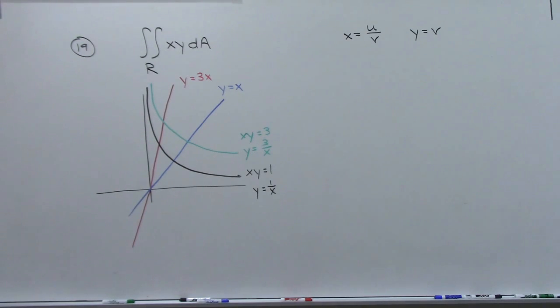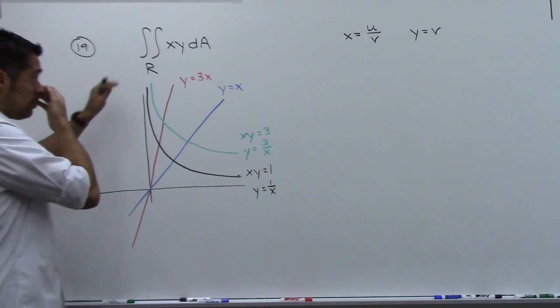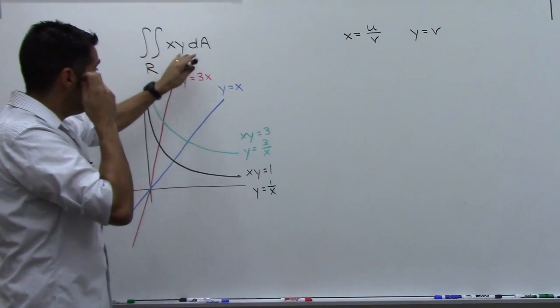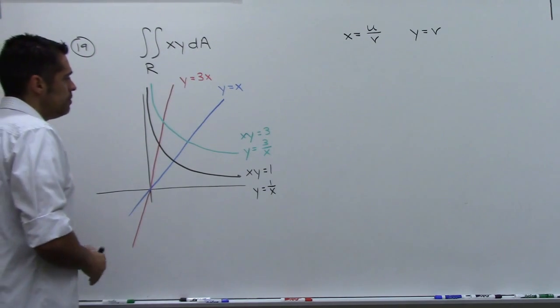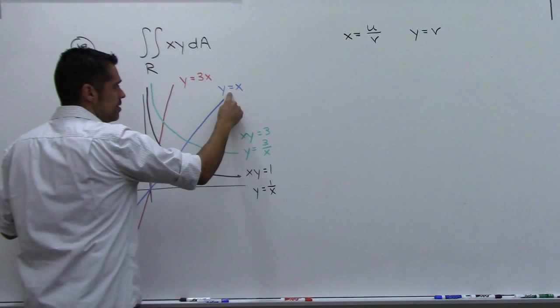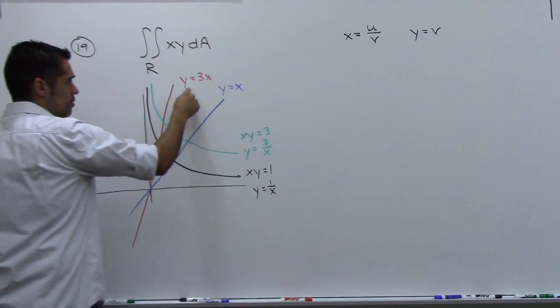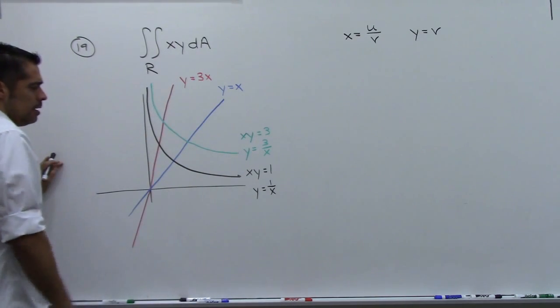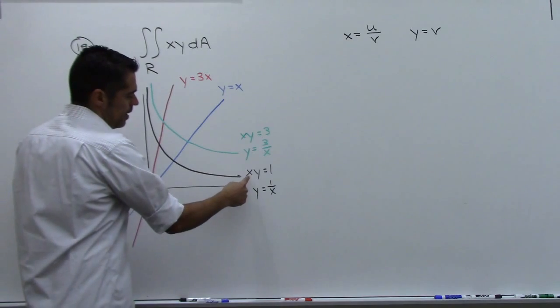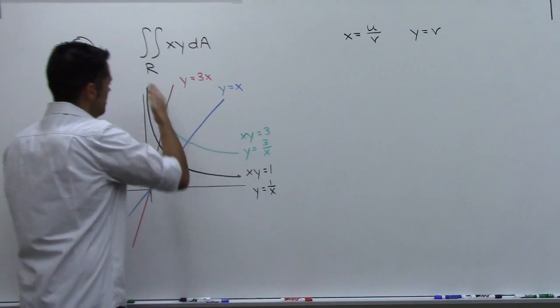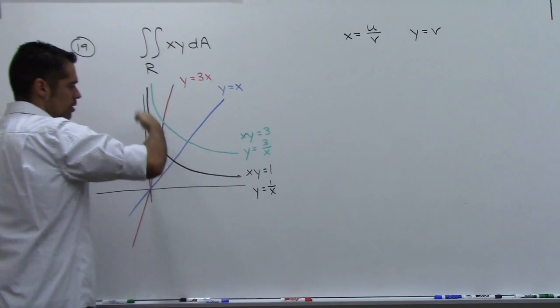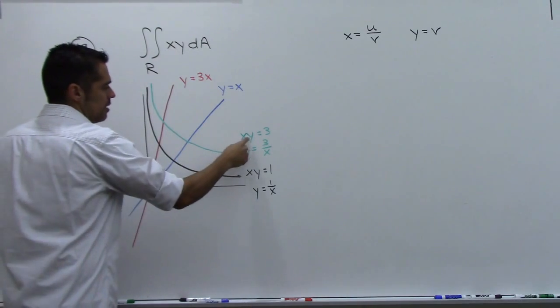Okay, working number 19, we're doing the double integral over the region R of x, y, dA, where we have the region bounded by the line y equals x, which is here, y equals 3x, which is here, and then the hyperbolas, we have x times y is 1. If we solve for y, we get 1 over x. This is the graph of 1 over x in the first quadrant. And then x times y equals 3.